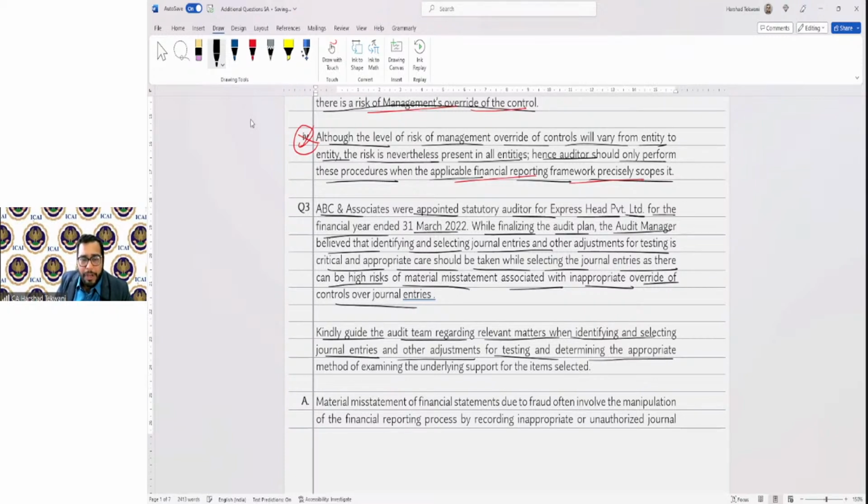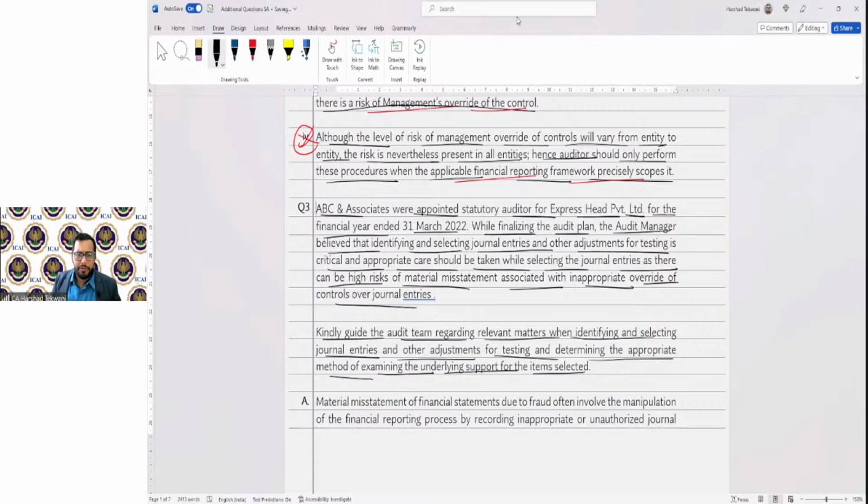Kindly guide the audit team regarding the relevant matters when identifying and selecting journal entries and other adjustments for testing and determining the appropriate method of examining the underlying support for these items selected. So you need to guide the audit team with respect to how to select journal entries, what are the critical things they need to focus on, what are the critical areas they need to look into, and number two, what are the things they are required to look into in the supportings.